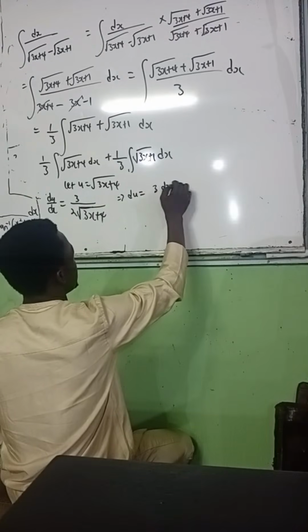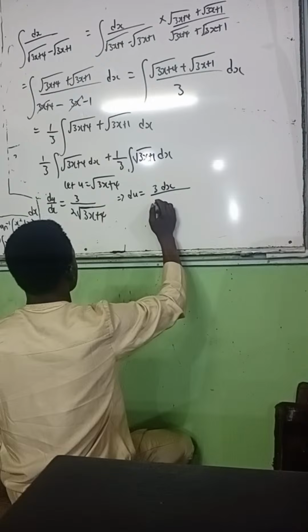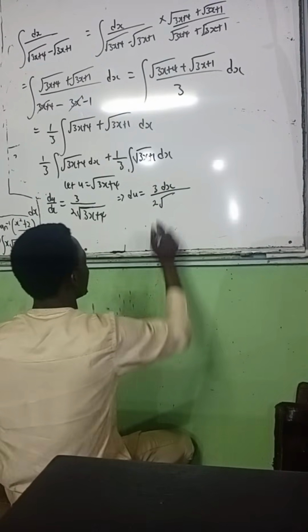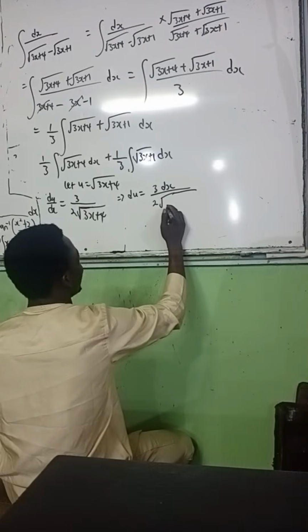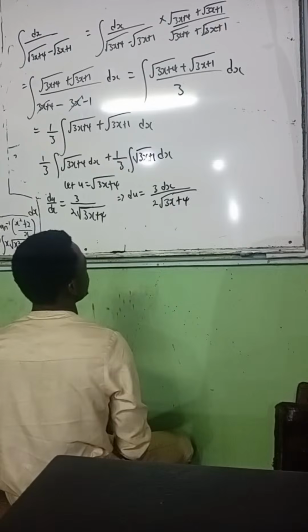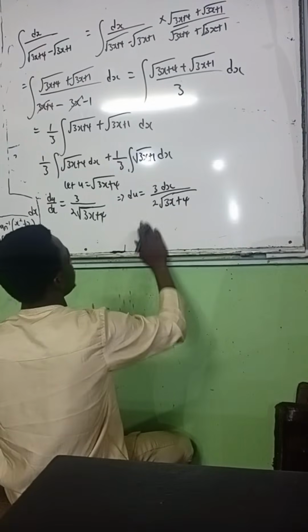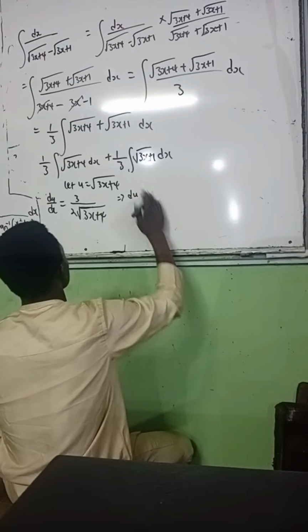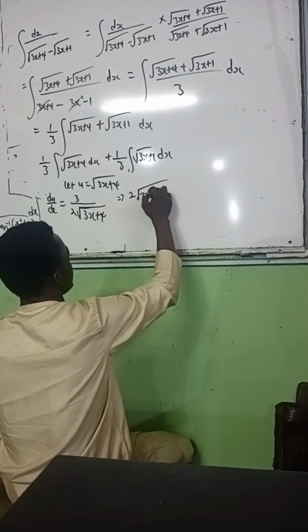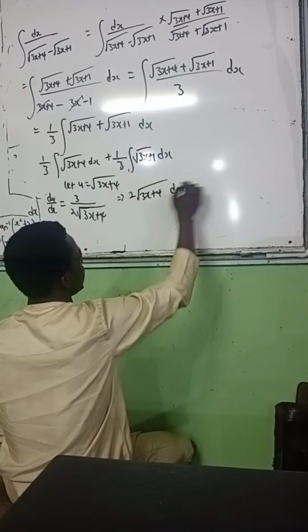3 dx. 3 dx over what? 2 is 3x plus 4. But this one will not be at the denominator. And to multiply 3x plus 4. That means, let me even write everything. So if you cross multiply, we have 2 root 3x plus 4 du equals to 2.